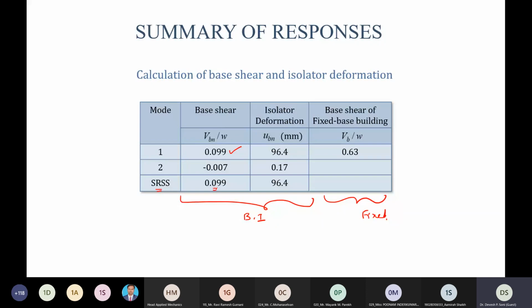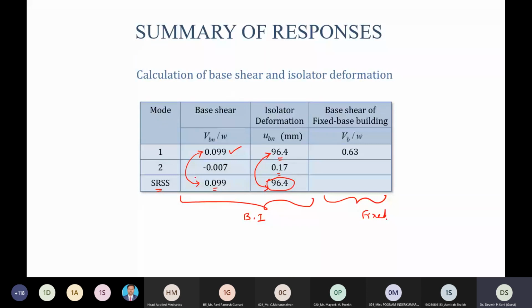So we can see that the SRSS value is nearly the same as the first mode base shear. So that shows the contribution of the second mode is negligibly small. Similarly, the isolated displacement in the first mode is coming 96.4 millimeter, whereas in the second mode it is very small, 0.17 millimeter. So the SRSS value of the displacement is again the same as that of the first mode. So there is no harm in omitting the second mode. The dominating mode is the first mode.